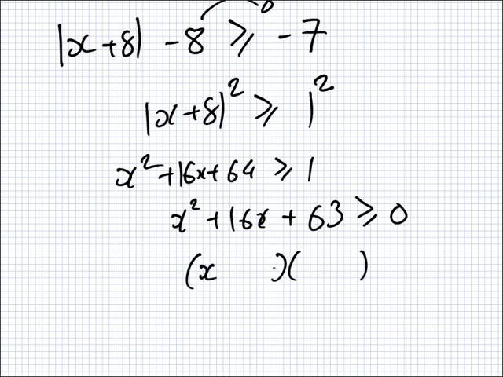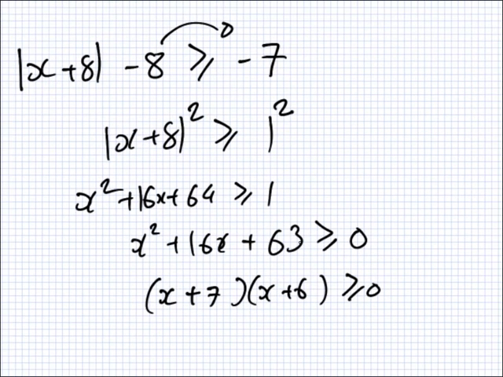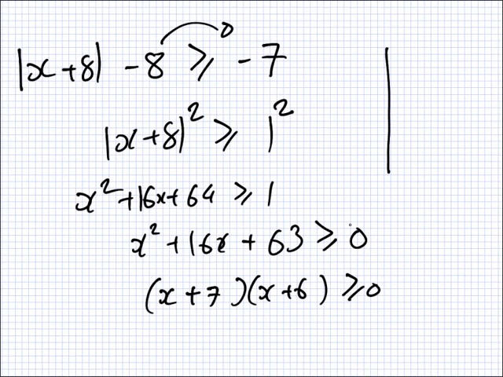6 and, no. 13 and 3, no. 3 and 21, no. 7 and 9. 7 and 9, I don't know. Yeah, good man. 7 and 9. The easy one. So here you have minus 9, minus 7.